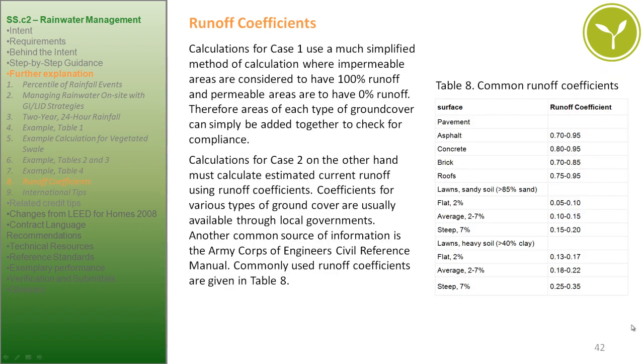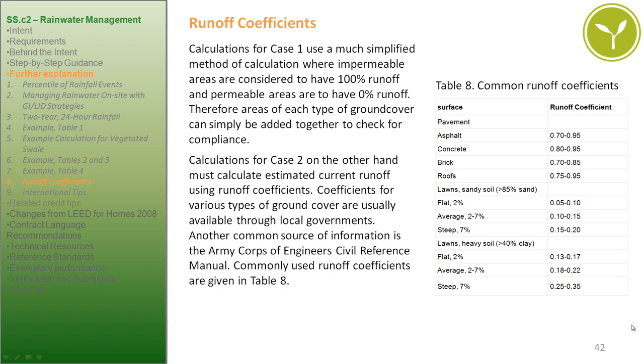Moving to further explanation, runoff coefficients. Calculations for case 1 use a much simplified method of calculation where impermeable areas are considered to have 100% runoff and permeable areas are to have 0% runoff. Therefore, areas of each type of ground cover can simply be added together to check for compliance.